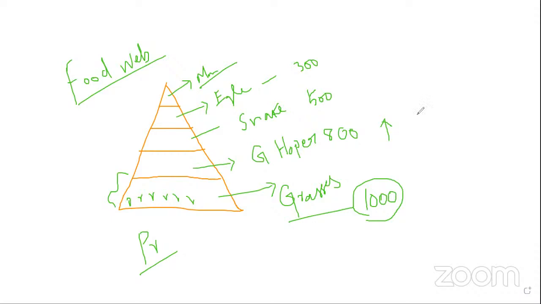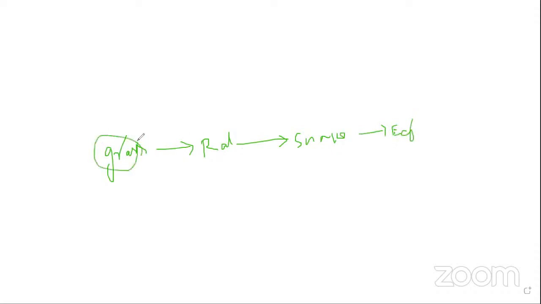See that? Food chain, isn't it? Here the grass is the producer. Grass is eaten by, otherwise called as what? Rat. Rat is eaten by snake. Snake is eaten by eagle. So there is a relationship here. The grass was eaten by rat, rat was eaten by snake, snake was eaten by eagle.